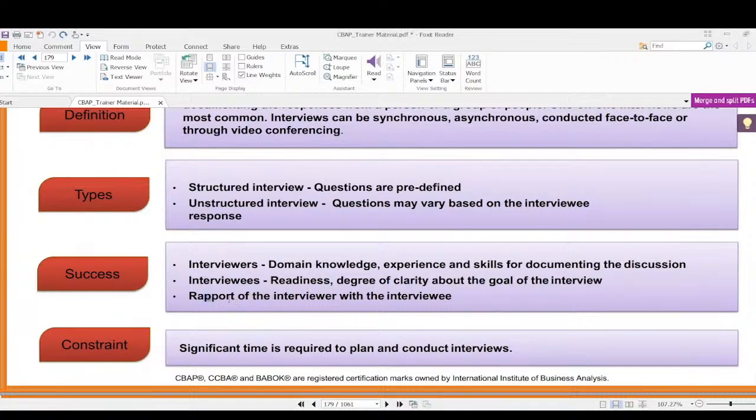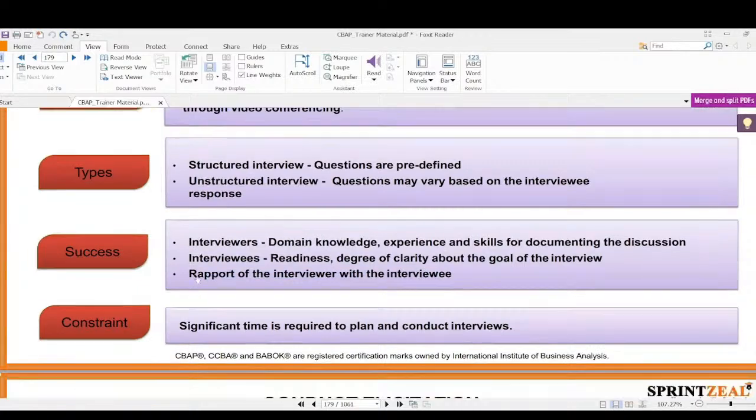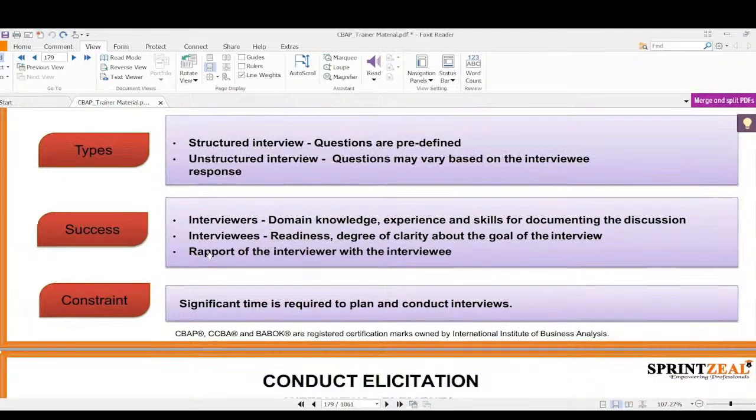And of course, the rapport of the interviewer with the interviewee is very important, because unless this is there, an interviewer may not be able to achieve what they're looking for. They want to bring up all the hidden aspects that the interviewee might want to hide. So everything needs to come out.